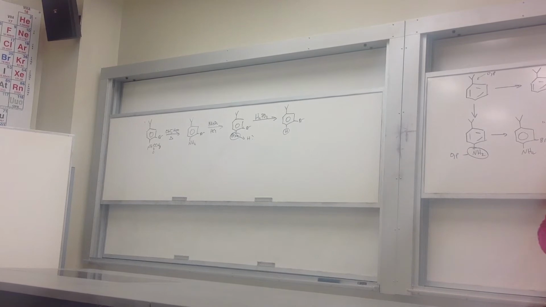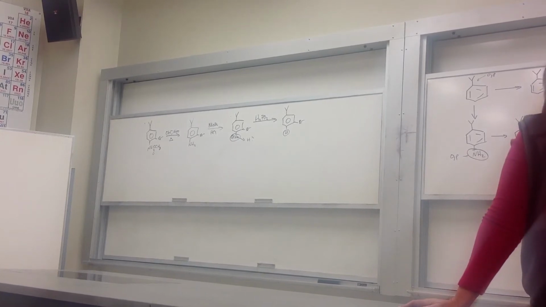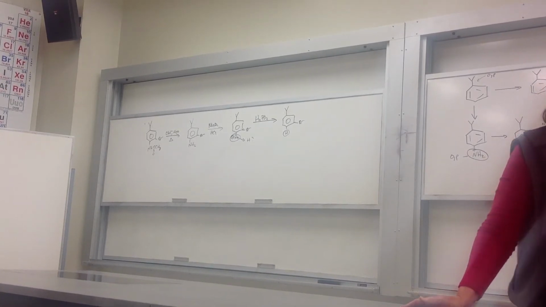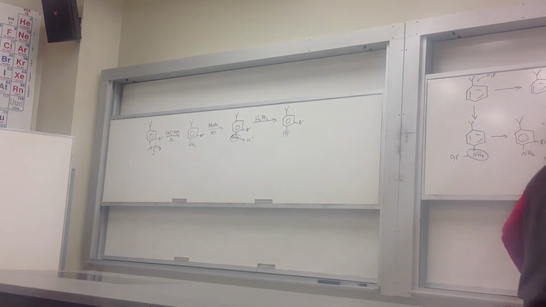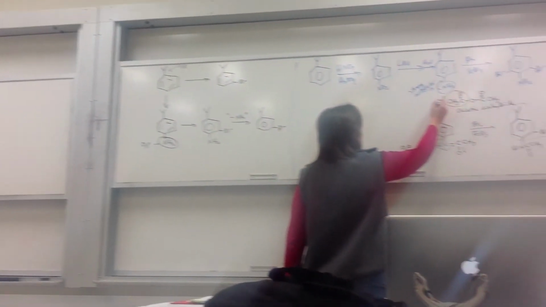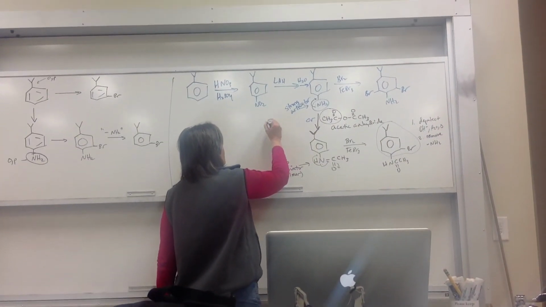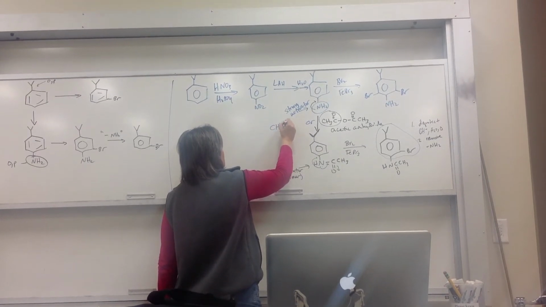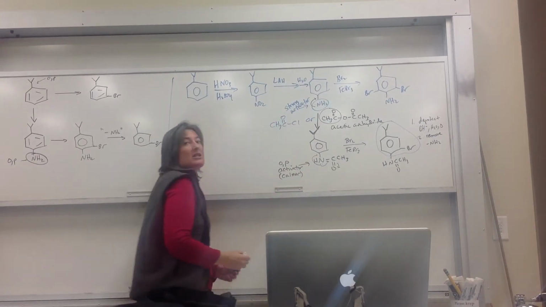Can we use acetyl chloride instead of acetic anhydride? You can, yeah, you absolutely could. The question was, acetic anhydride is common, but you can do acetyl chloride too. CH3, C double bond O, Cl.